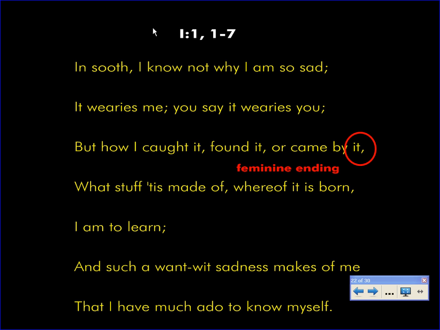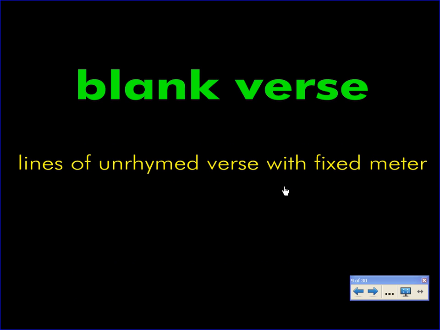There is only one significant break in this line, and that is here. And I'll talk about that in a moment. But for the most part, the rest of it is regular. Okay, blank verse. Unrhymed verse with a fixed meter. So there's no rhyme, but the meter is fixed. And by fixed meter, I mean it's regular. If it's iambic pentameter, aside from feminine endings and some little deviations like that, it's regular iambic pentameter throughout.